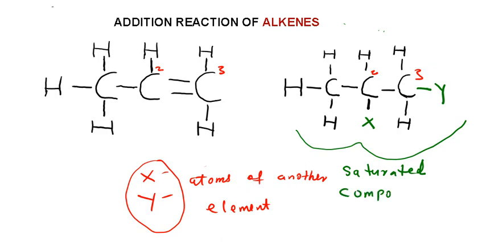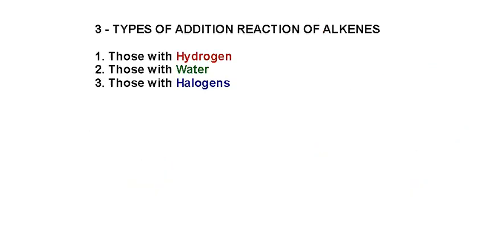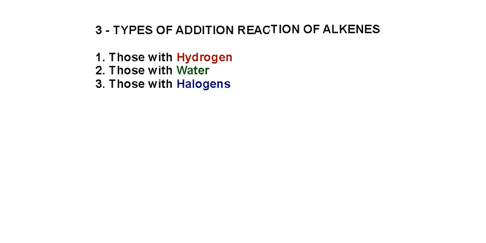Yes, it now becomes what? Saturated what? Compound. Is that understood? Okay, let's go ahead. You will understand it. Now, we are going to look at 3 types of addition reaction of what? Alkene. Please, I'm going to make this class very simple for you to understand.